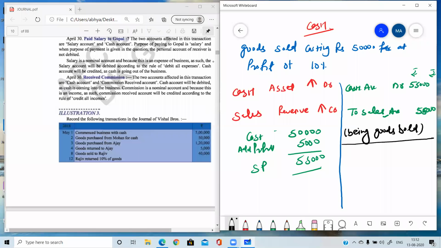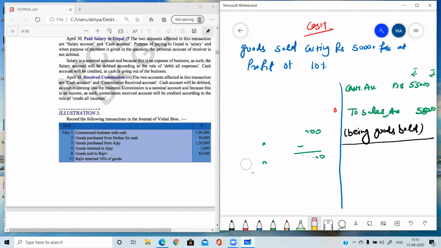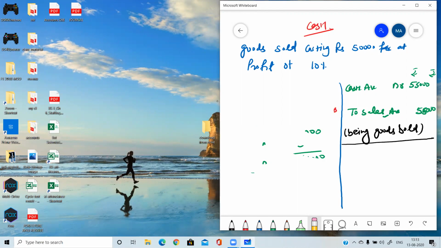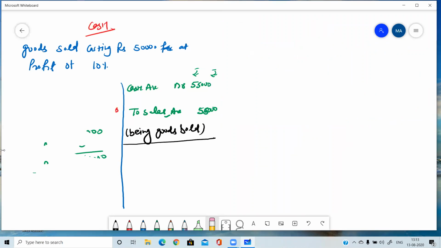Yes. Next transaction. Write down next transaction. Just wait a minute. Yes, write down the transaction, beta. Next transaction is traveling expenses paid. Yes. Traveling expenses paid.